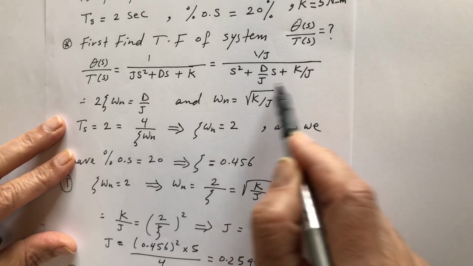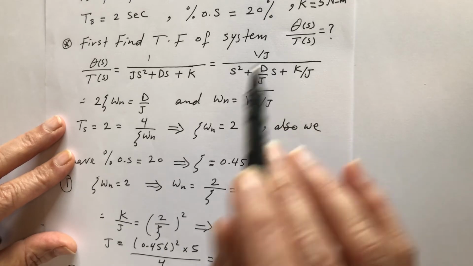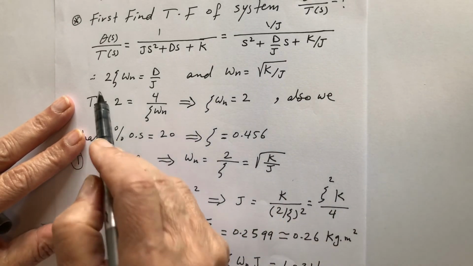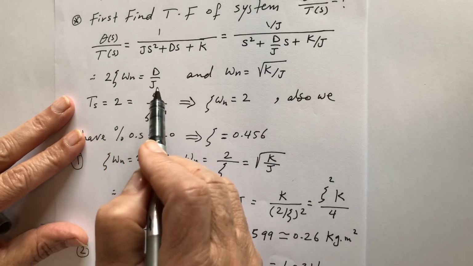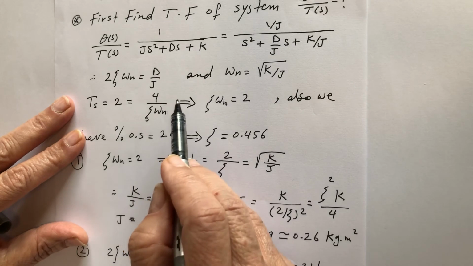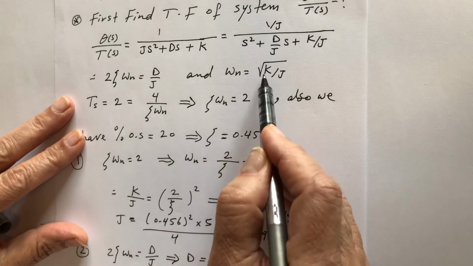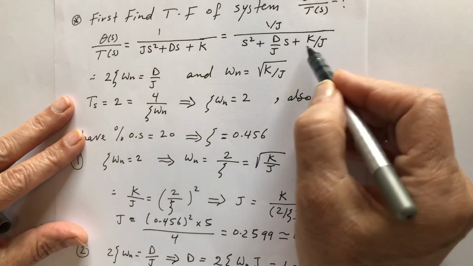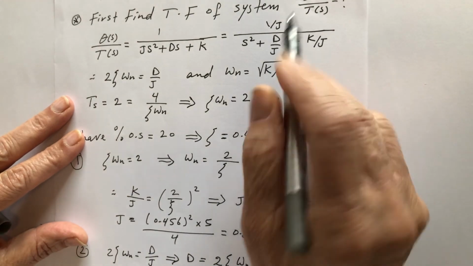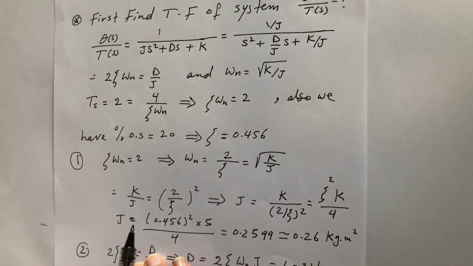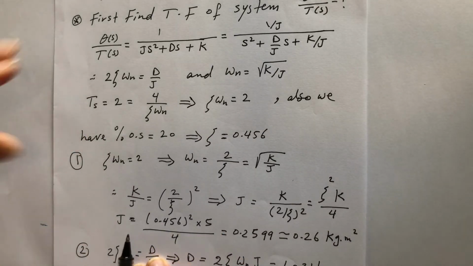From this, we work on the denominator, right? On the denominator. So what will we do? We'll have 2 zeta omega n equal D over J, right? And we have omega n equal K over J under the square root. So this is omega n square, and this is 2 zeta omega n from this transfer function. That's all we need from the transfer function. We can calculate all the other things from this.